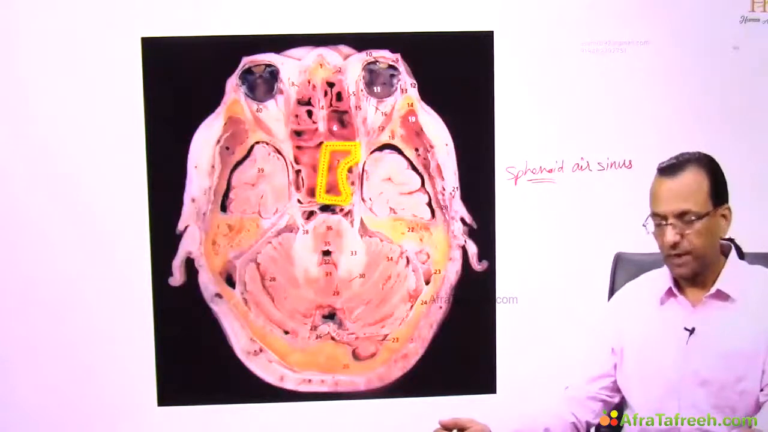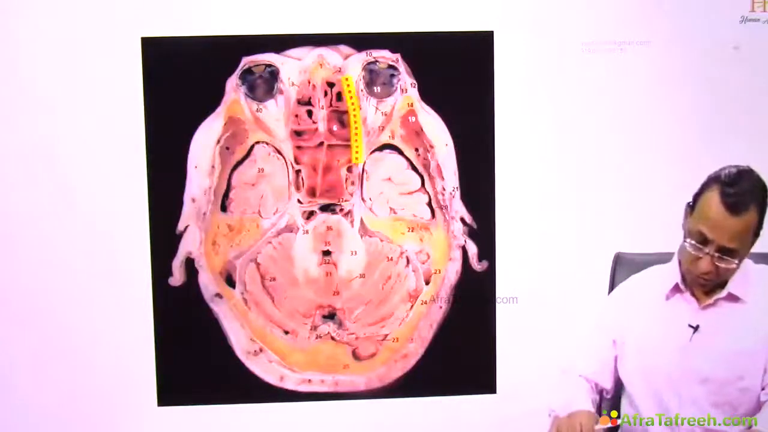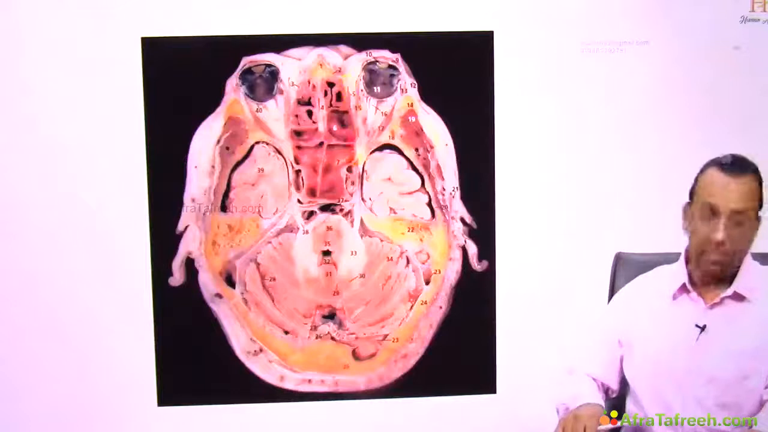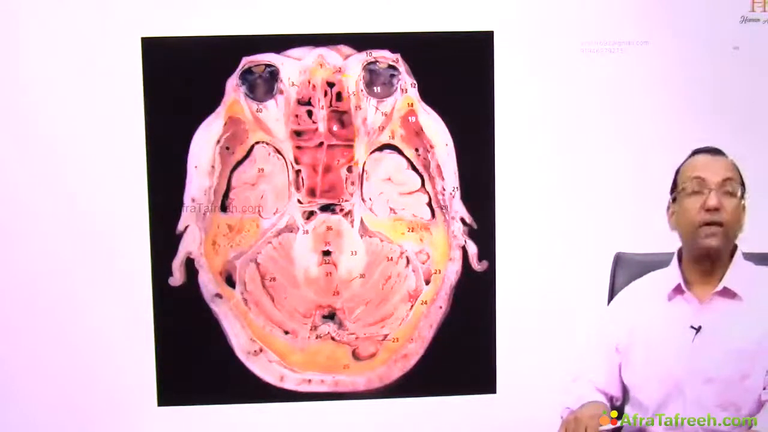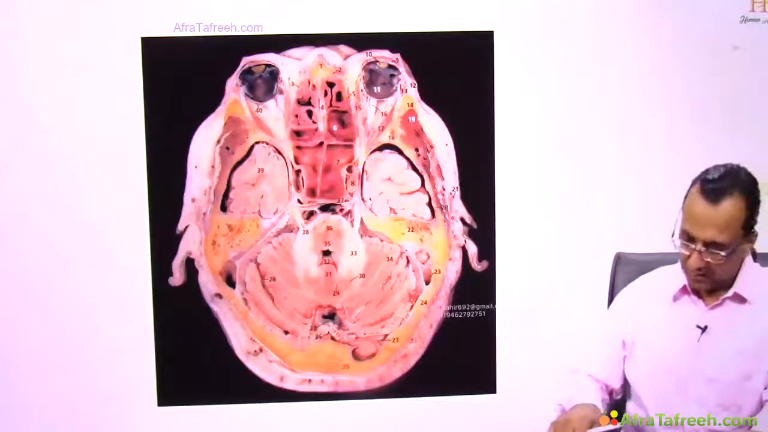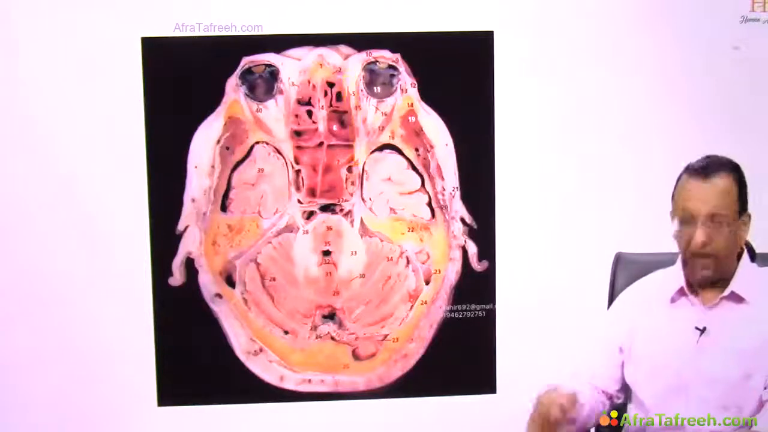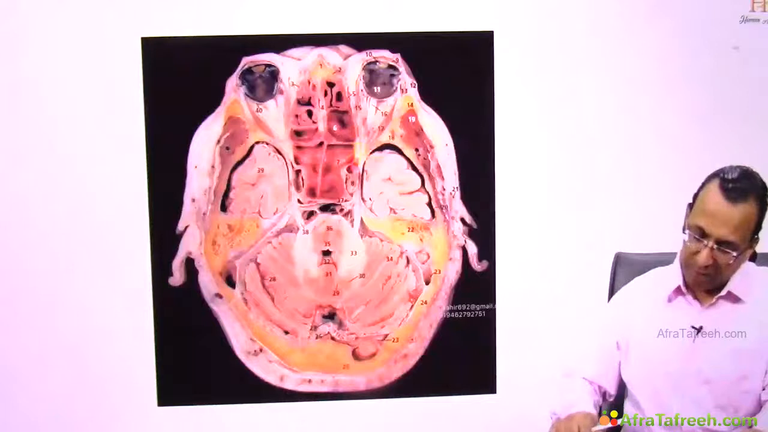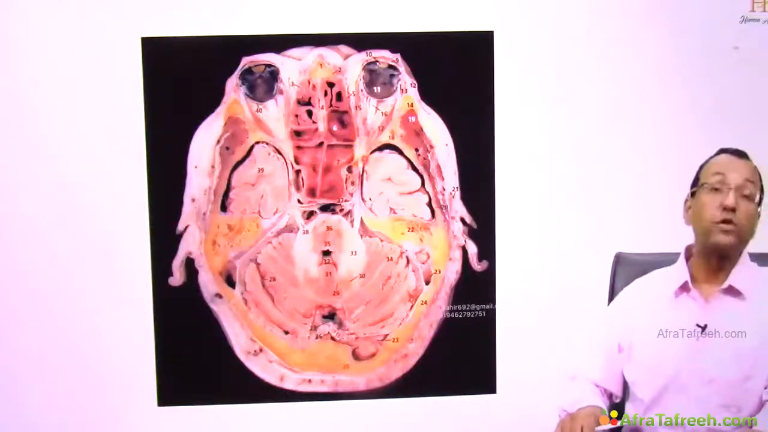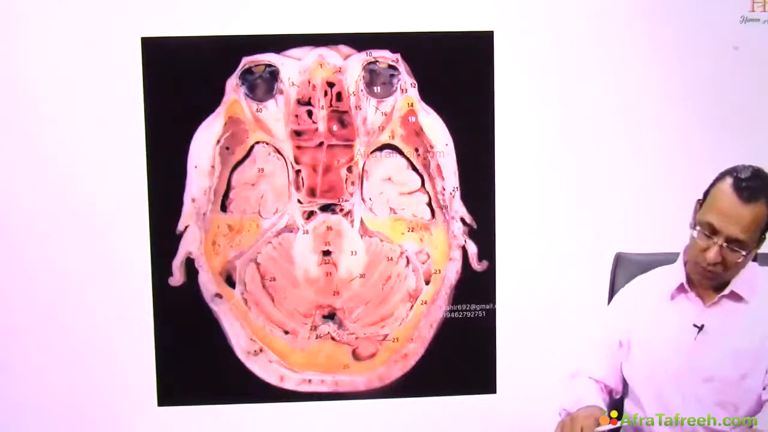I'll tell you one thing now. These two bones are forming the medial wall of the orbit. Actually, the medial wall of the orbit will have four bones. What are the two bones posteriorly? One of them is the body of the sphenoid, the most posterior.